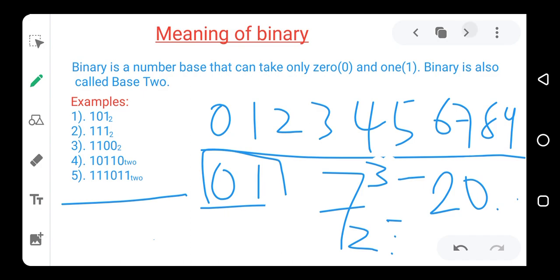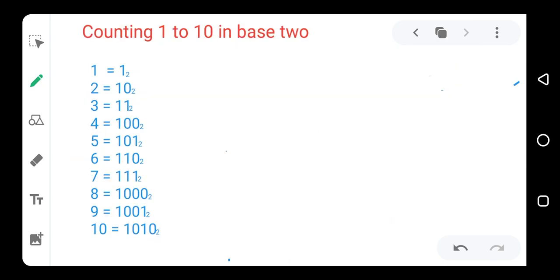1 to 10 in base 2. Now this is 1 to 10 in base 2. 0, everything will normally start from 0. 0 is always 0 in base 2. 1 is 1 also in base 2. 2 is 1 0 in base 2. 3 is 1 1 in base 2.